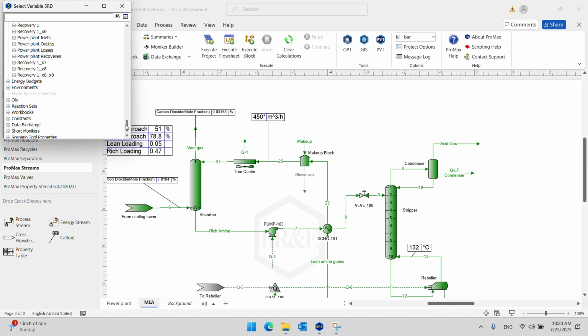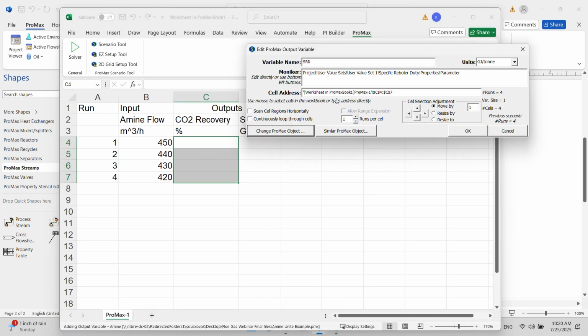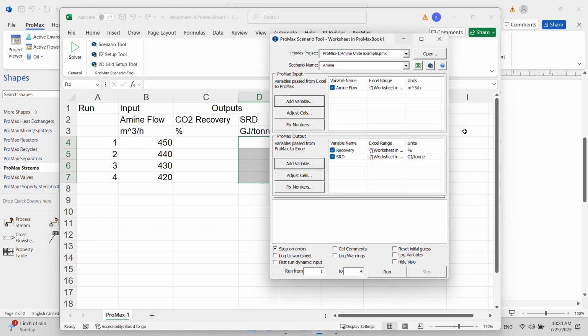value for. So I'm going to find my user value sets and I'm going to go for the specific reboiler duty. And I need to find the parameter. That's where the number is. And again, just moving it over, gigajoule per ton, that's what I want to do, and click OK. So now I've got inputs and outputs defined.